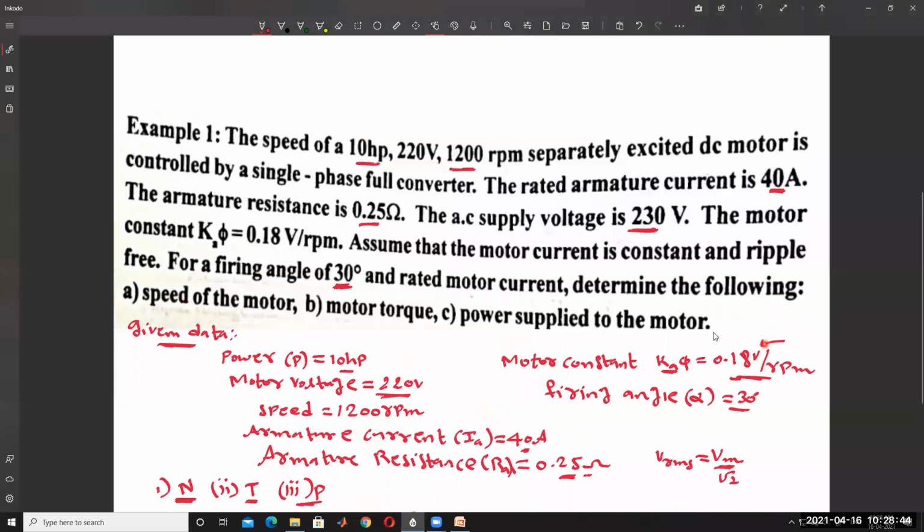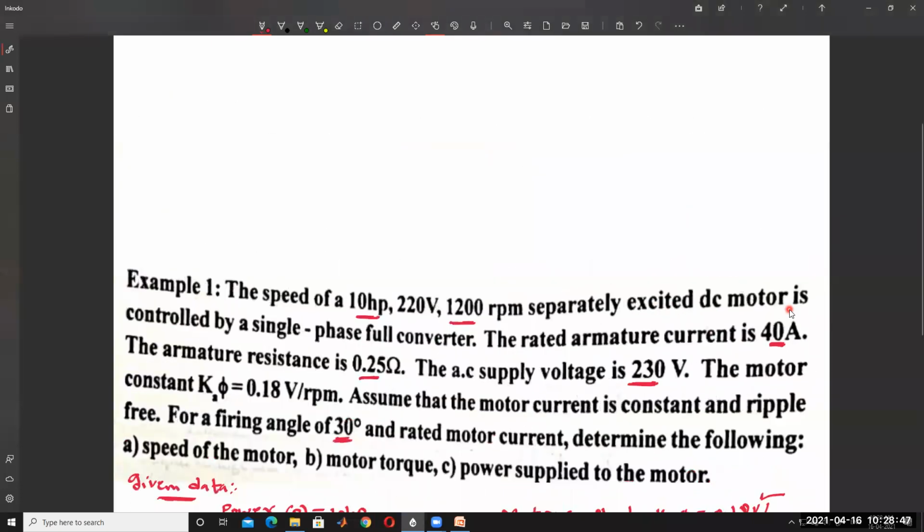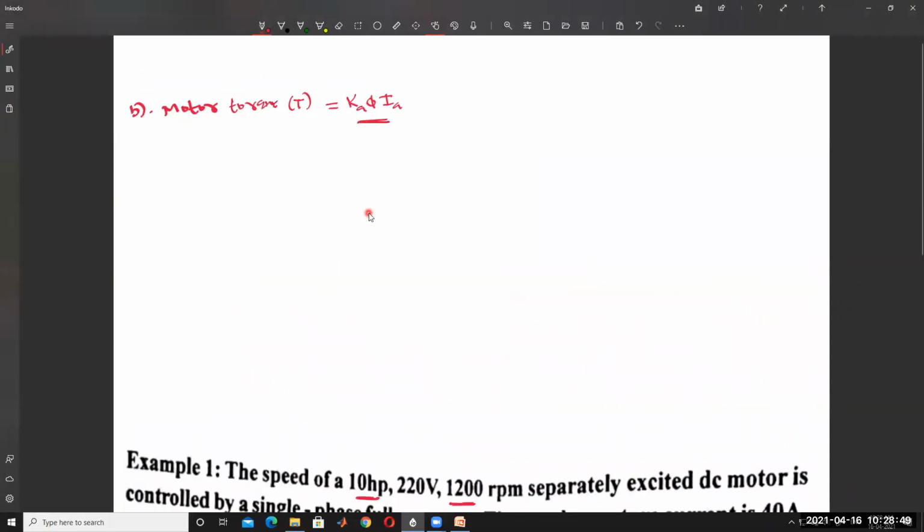And then armature current is 40. Substitute here. Simply by substituting the values, K into pi is 0.18 and armature current is 40. So we'll get approximately 7.2 Newton meters. This is the torque. The B question is over.